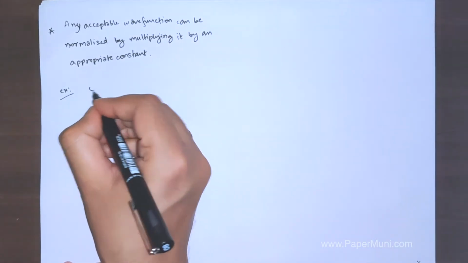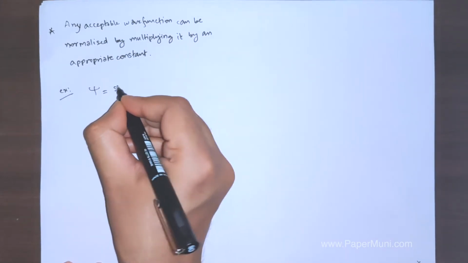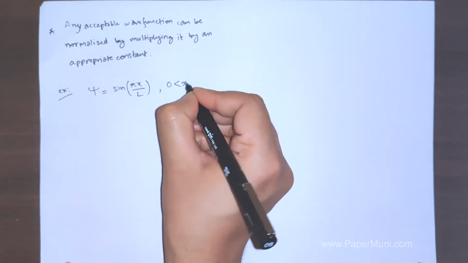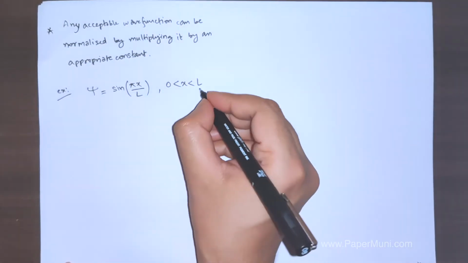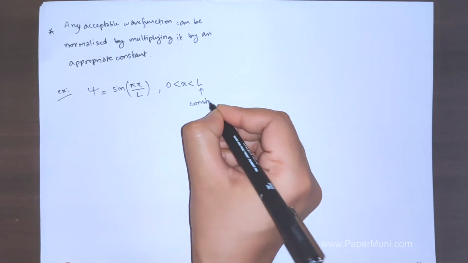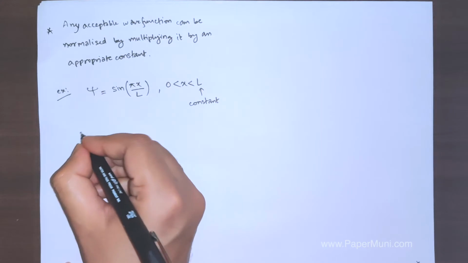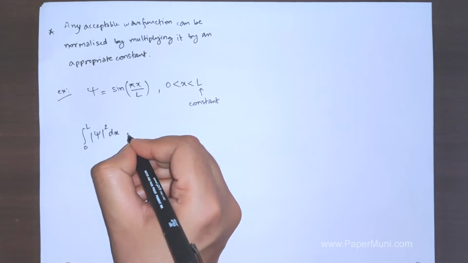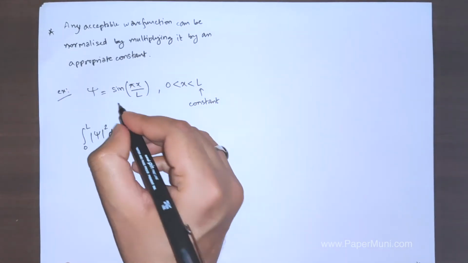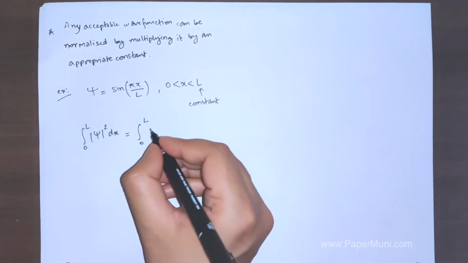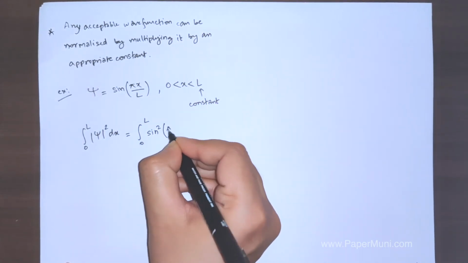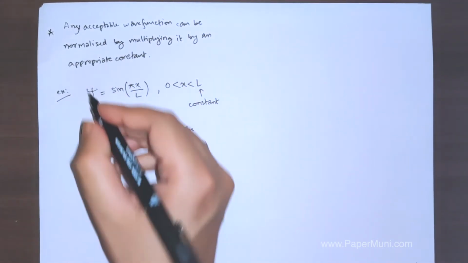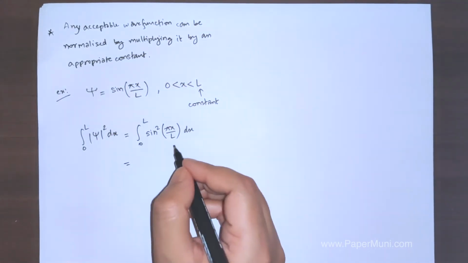Let's see, if you have a wave function which is given by sine(pi x by L), where x lies between 0 and L, and L is some positive constant. And if you integrate this quantity, now this is a real function, so if you take the mod square, you just square the function. So be careful: this is a real function, so we are directly squaring it. You cannot just square it directly if it's a complex function. So what you need to do is integrate this thing.